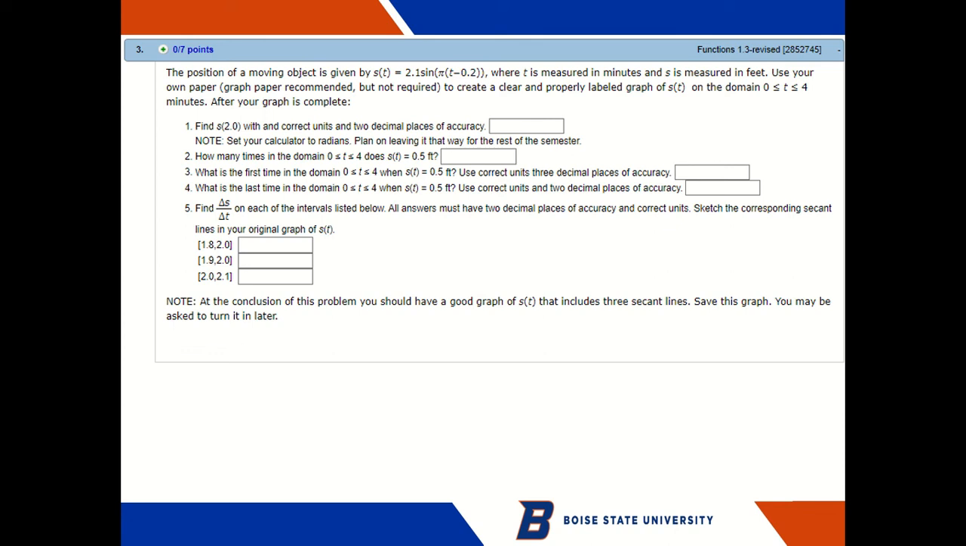Hey everybody, I've had a couple of people ask some questions about exercise 3 from the WebAssign. So I'm going to try and kill two birds with one stone. I'm going to try and help you out with that question, first of all, specifically parts 2, 3, and 4. Those are the ones that I've received a couple of questions about.